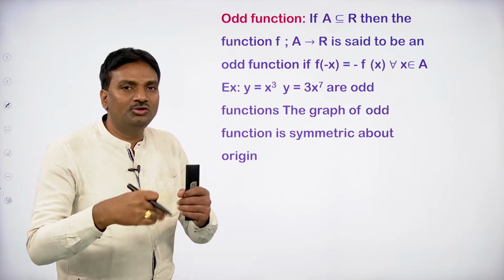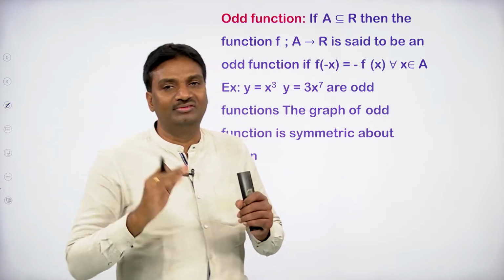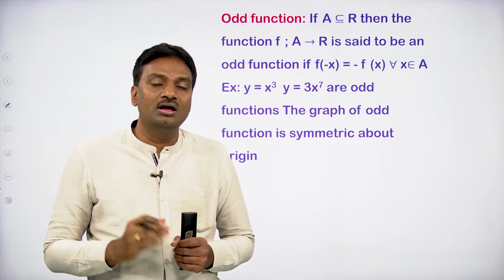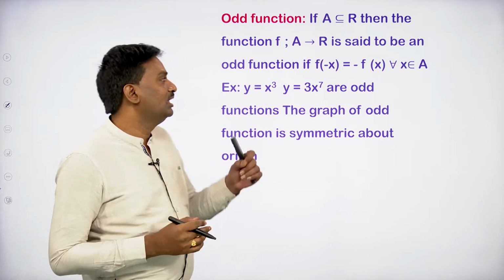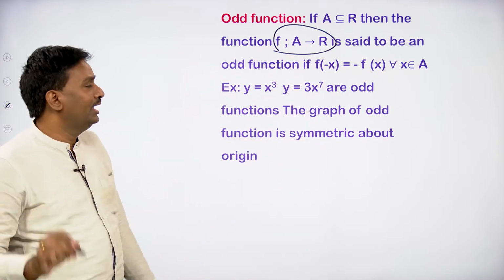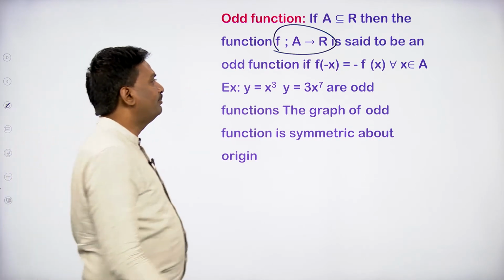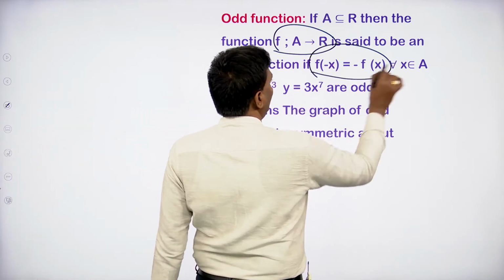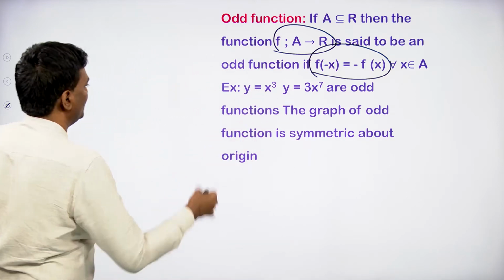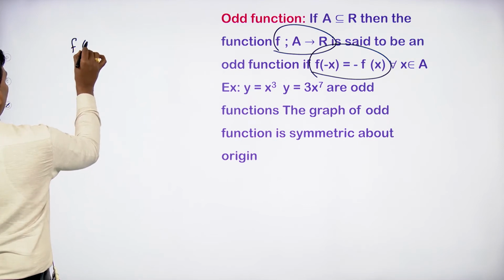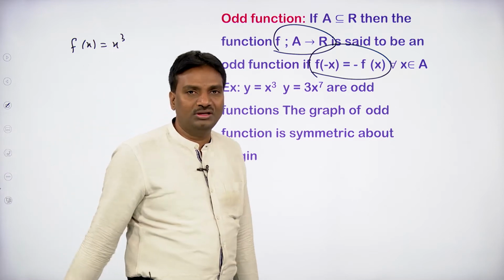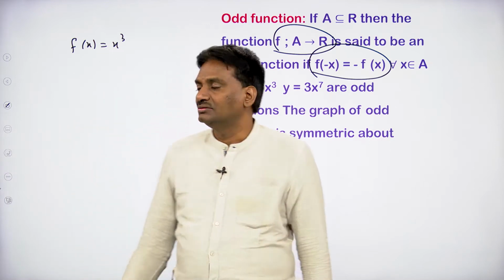Odd function means we just have to take the opposite definition of that. Here also let us suppose that A is any subset of capital R, the set of real numbers. Now the function f maps A to R is said to be an odd function if f of minus x equal to minus f of x for all x belongs to A. Let us suppose that y equal to x cube, y is nothing but f of x. So f of x equal to x cube. Sometimes we can denote the function f of x by y.